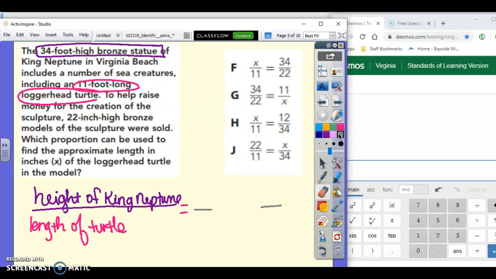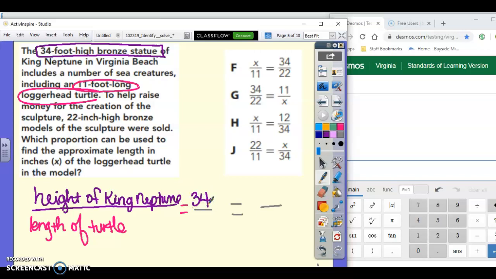So remember that for a proportion, we want to have 2 equivalent fractions. So I have a line, an equal sign, and a line. So let's start with the first one. What is the actual height of King Neptune? So I'm going to use my purple marker to write the height of King Neptune. So it says that he is 34 feet.